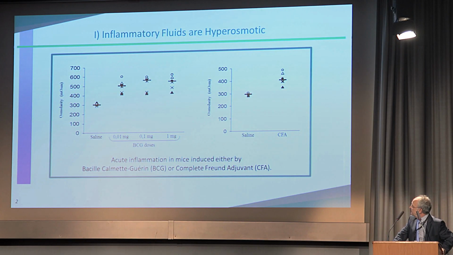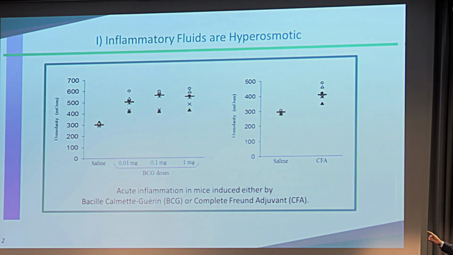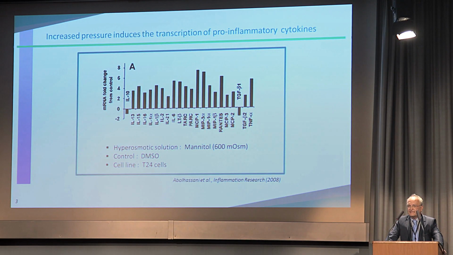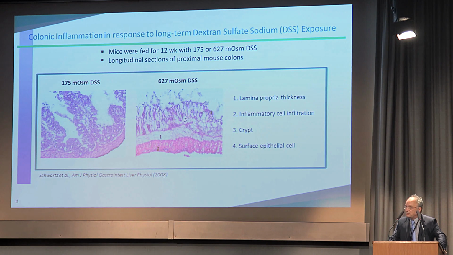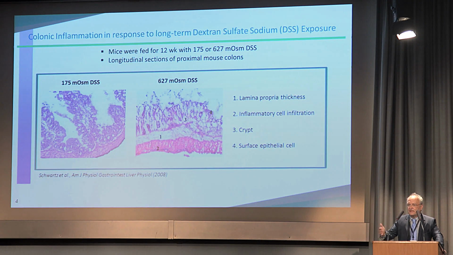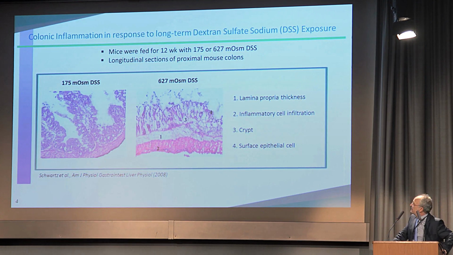Here we measure the pressure in inflammation, and you see that, can I have a pointer, or we don't have pointers? You see that you have increased osmotic pressure in every single inflammation. And second point, you can induce the secretion of all the pro-inflammatory cytokines by pressure.